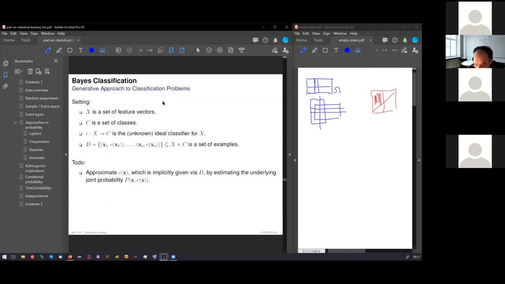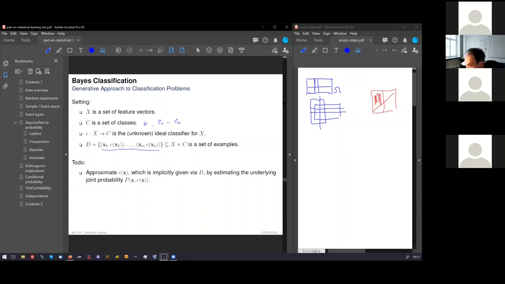Our setting is, as always, that we are given a set of feature vectors. We are given a set of k classes, C1 until Ck. We want to know how to get from a feature vector onto a class. And this knowledge is somewhere hidden in our data set.